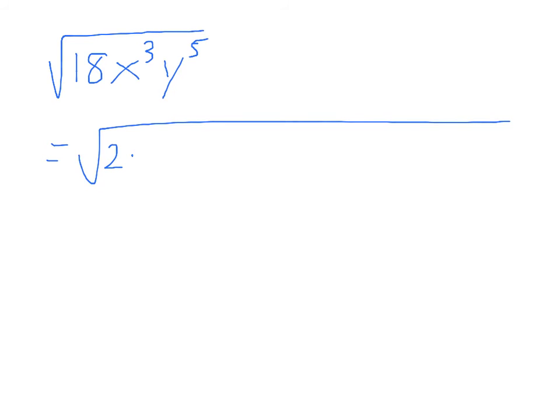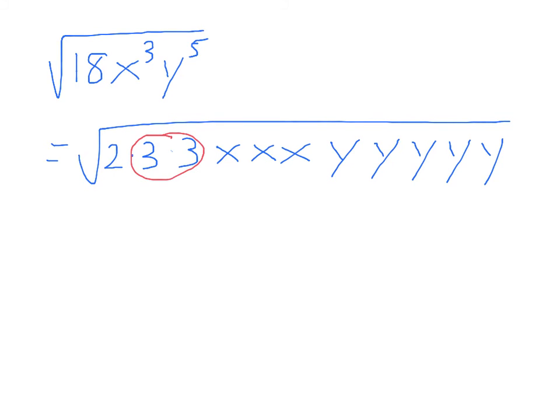18 is 2 times 3 times 3. X cubed is just x times x times x. And y to the 5th is y, y, y, y, y. So we're now going to look for our pairs. We have a pair of 3's. We have a pair of x's. We have a pair of y's. And we have another pair of y's.